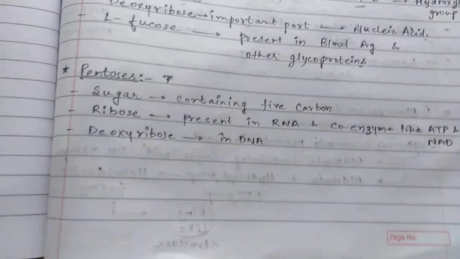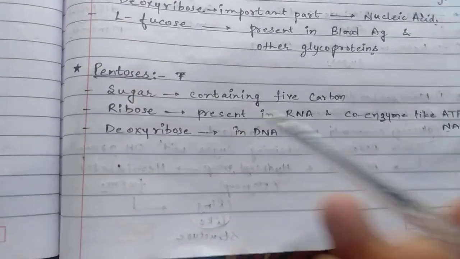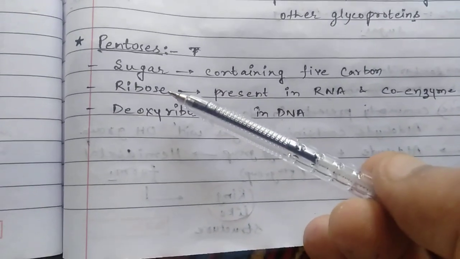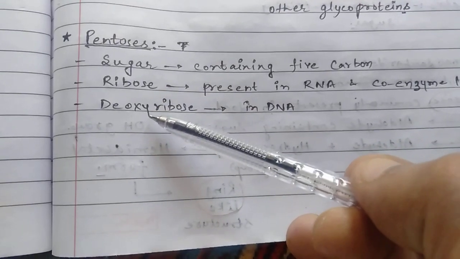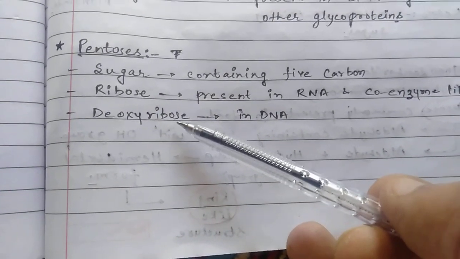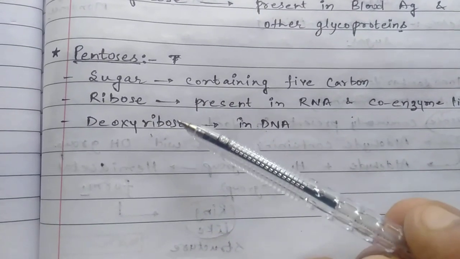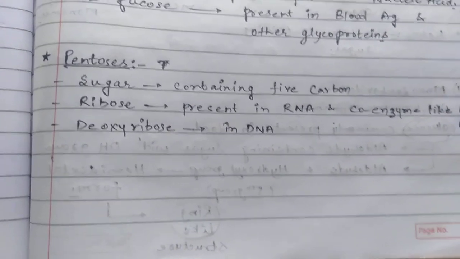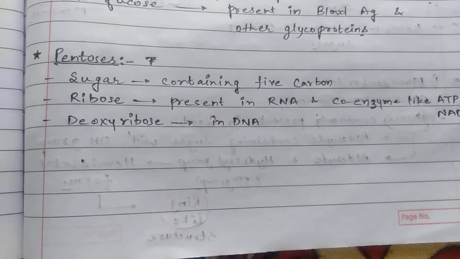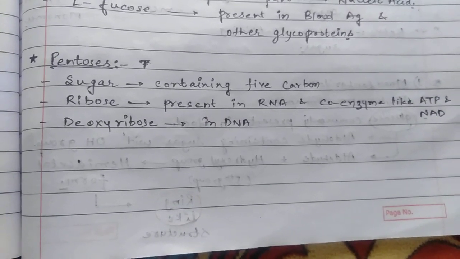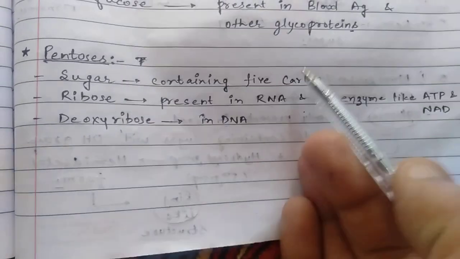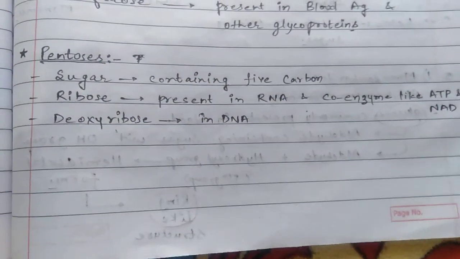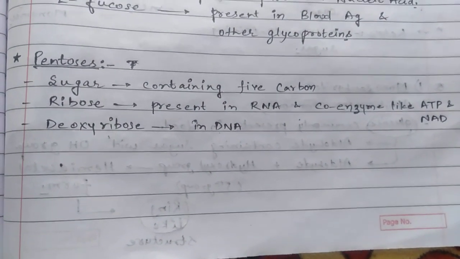Then in the last, student, we will discuss the pentose sugar. For pentose sugar, there are two examples, ribose sugar and deoxyribose sugar. So what is the difference between the pentose sugar and the hexose sugar? I have told you this in my previous video. The pentose sugar has 5 carbons, as I have mentioned here, and the hexose sugar has 6 carbon atoms in their structure.